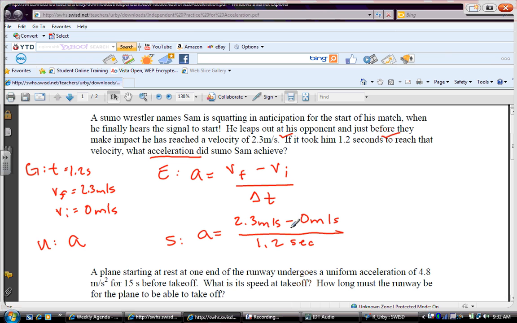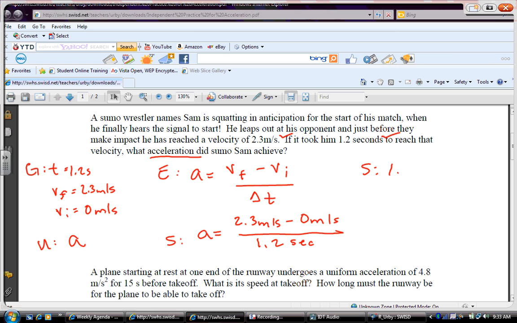Alright, from here, we're just going to go ahead and do the calculations. 2.3 minus 0 is actually 2.3, and then we just divide by the 1.2, and we get an answer on your calculator. You should get 1.916 repeating.